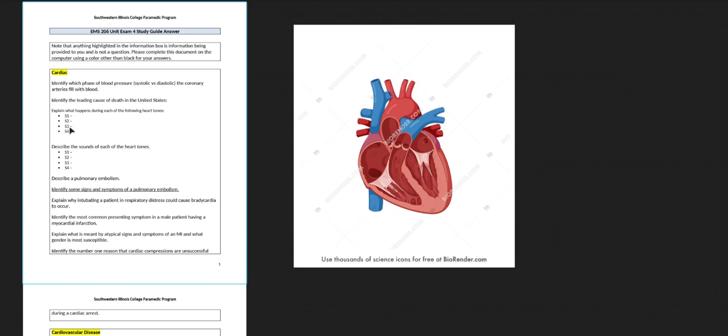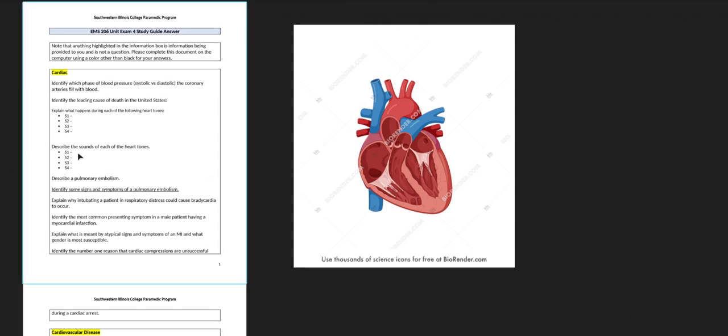In S3, that's associated with heart failure. That's extra filling of the ventricle. And S4 is when the atria have to work hard because the ventricles are not compliant, they're stiff. So that's extra atrial kick into the ventricle during the end of diastole.